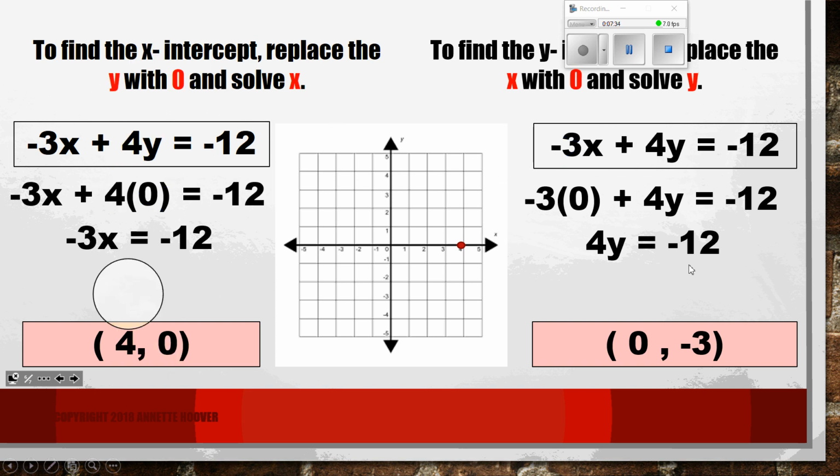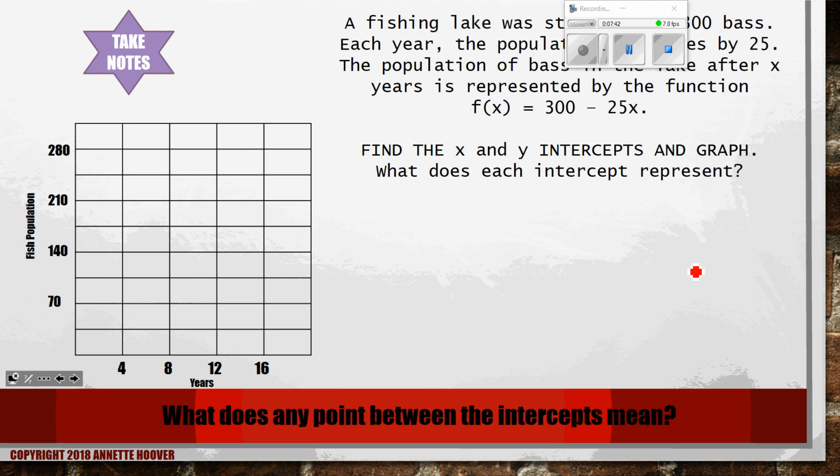Now, if it's written in another format, it works the same way, but you may have a two-step equation instead of a simple one-step equation. We're going to look at an example of this.